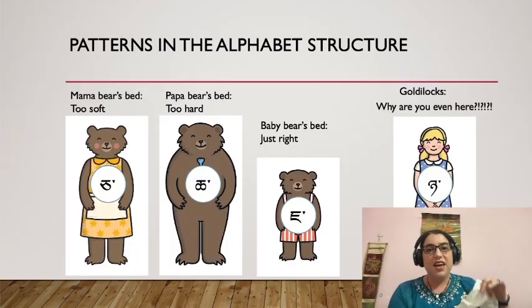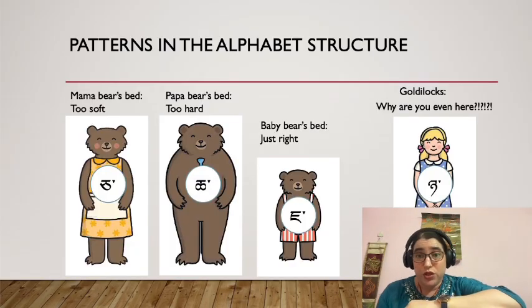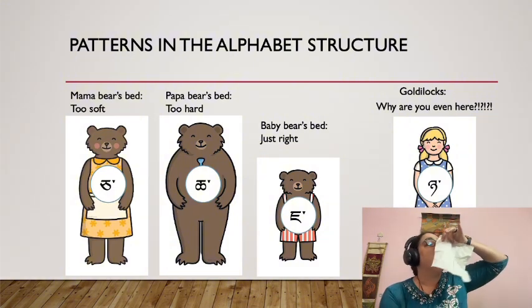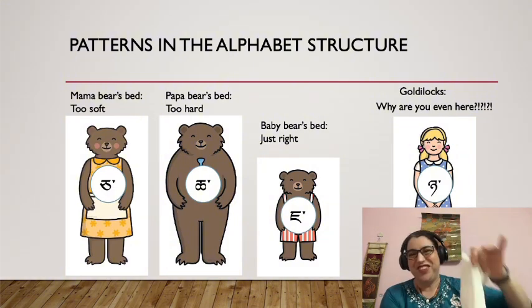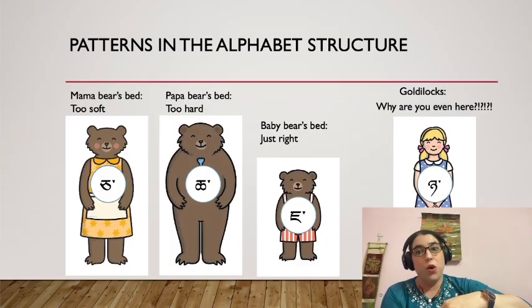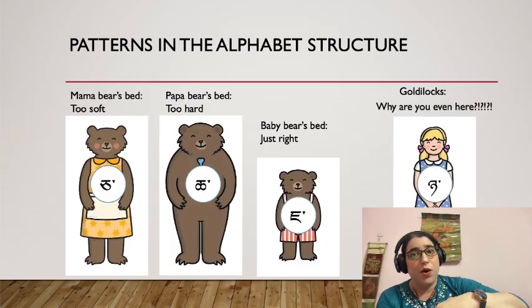See that? Now, if ja is too soft and high tone, what do we think is going to be too hard and high tone? Give it a guess. If you guessed cha, cha, you're completely correct. Cha, high tone and way too hard. So what is going to be our low tone and just right, Baby Bear?